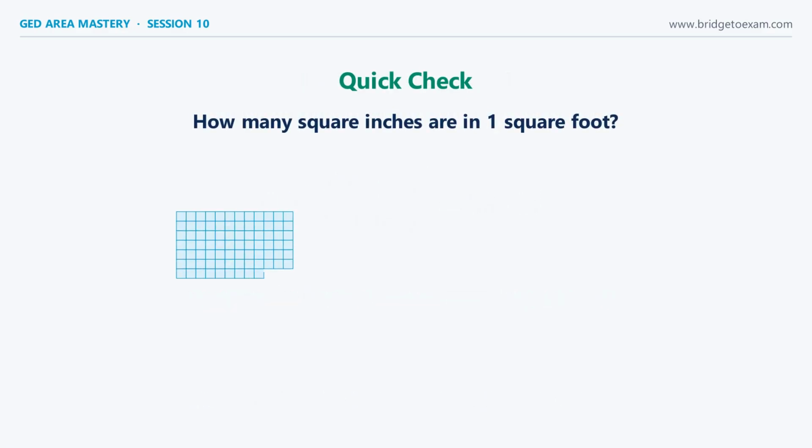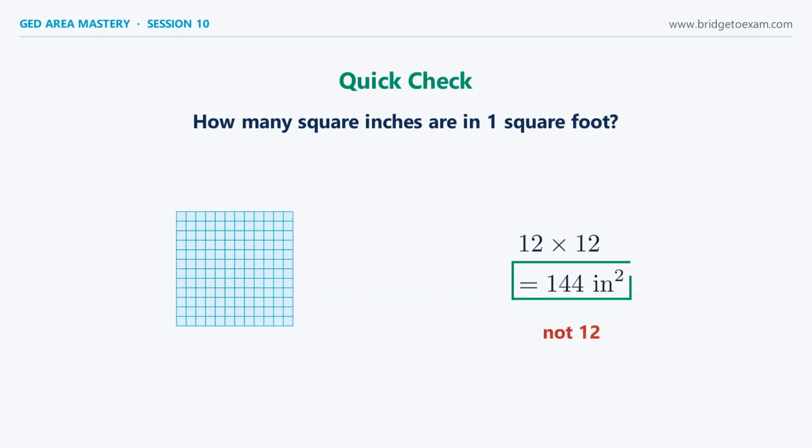Your turn. How many square inches are in 1 square foot? A foot is 12 inches, so a square foot is 12 by 12, 144, not 12.